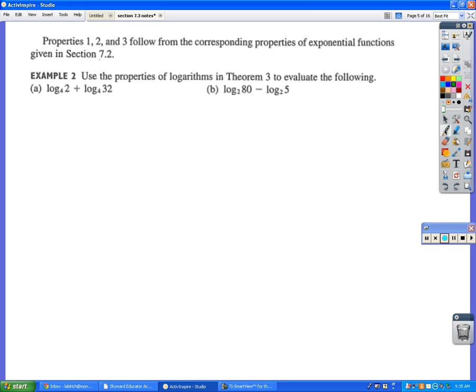All right, so log base 4 of 2 plus log base 4 of 32. Addition is the same as multiplication, so 2 times 32 is 64. And then you go, oh, I know this one. 4 to the what power is 64? 3. So the answer to that is 3.